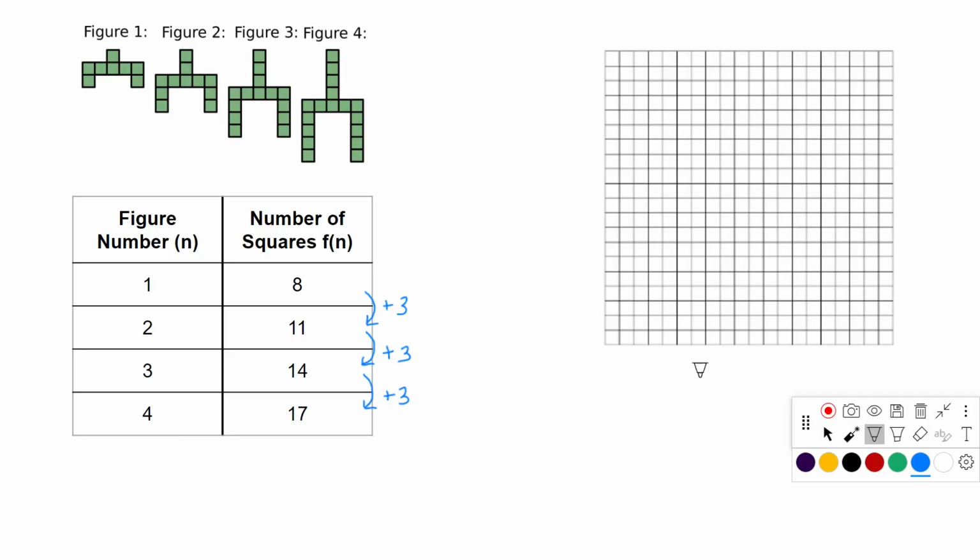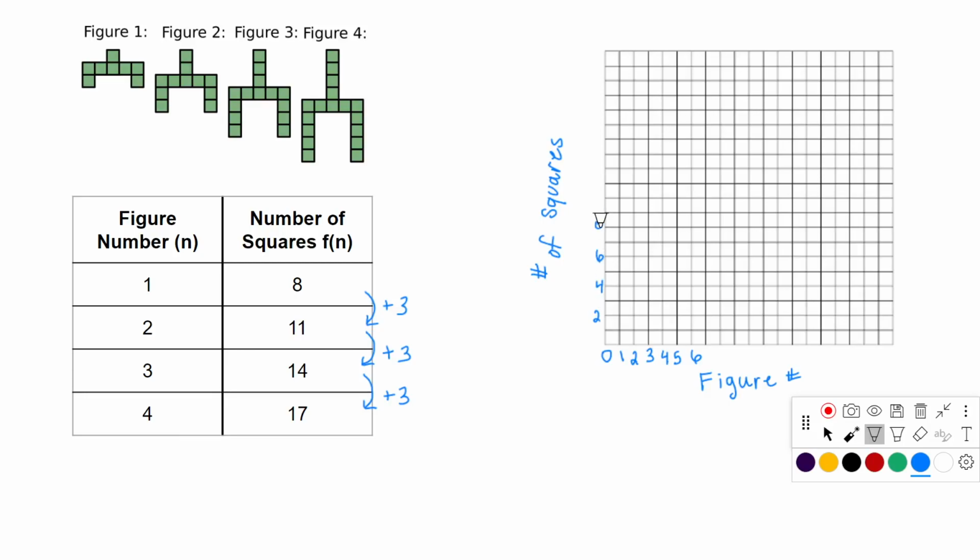So I have my figure number on my horizontal axis, and I have my number of squares on my vertical axis. And I'm going to label these. I think I can go ahead and just go by 1. So 0, 1, 2, 3, 4, 5, 6. I know that's more than what's in the table. And then I'm going to label every other, so the 2's on my vertical axis.